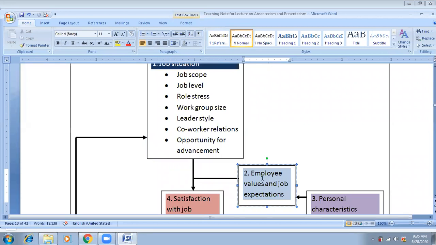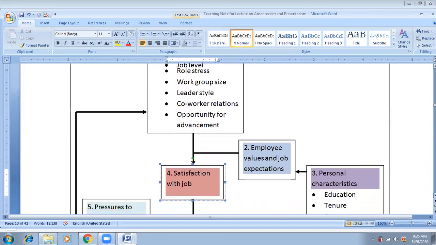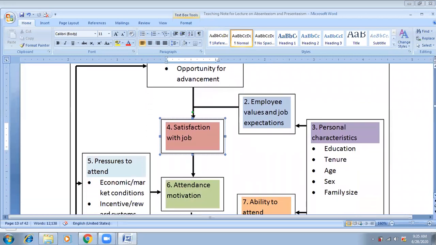The meaning of moderator is that because of the moderator, the relationship between this one and this one gets canceled, or gets reduced, gets changed. So in that way, we can understand. Okay, let us take another one.